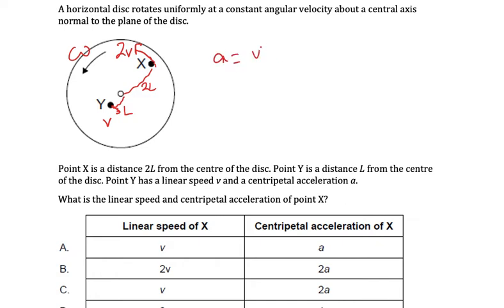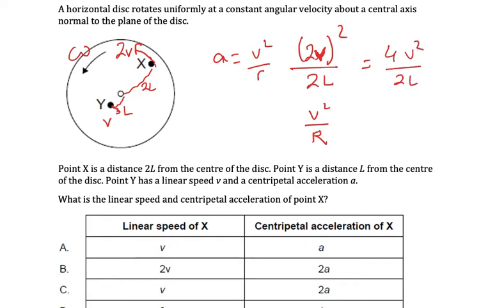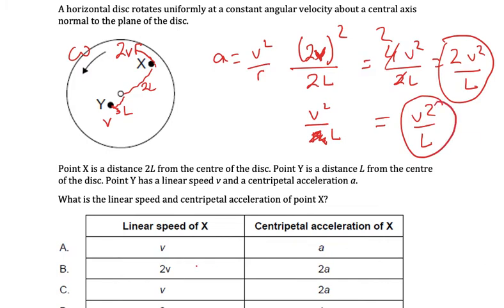To compare acceleration, we can use v squared over r. For X, it's (2v) squared divided by 2L. For Y, it's v squared over r. When you rewrite this, it's 4v squared over 2L, and that becomes 2v squared over L, because these two would simplify. And this is v squared over L. You can see the X acceleration is twice the Y acceleration. Therefore, our answer is B.